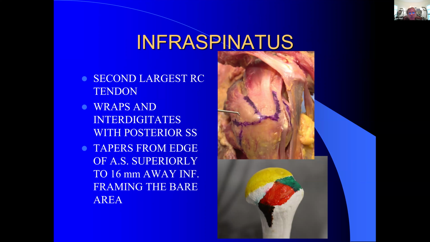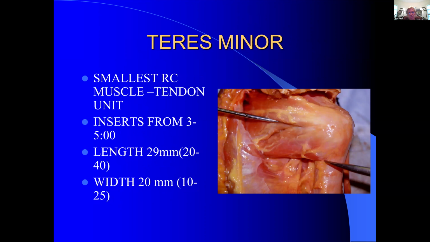It wraps and interdigitates with the posterior aspect of the supraspinatus, and it's really important because, as I said, all a muscle can do is shorten. So if you think about where that muscle runs in the back, what does it do? It externally rotates and it elevates the shoulder. So you could lose your supraspinatus and still have decent function. The teres minor is the smallest muscle tendon unit. It's from 3 to 5 in the back, and it basically just externally rotates the arm with the elbow at the side.